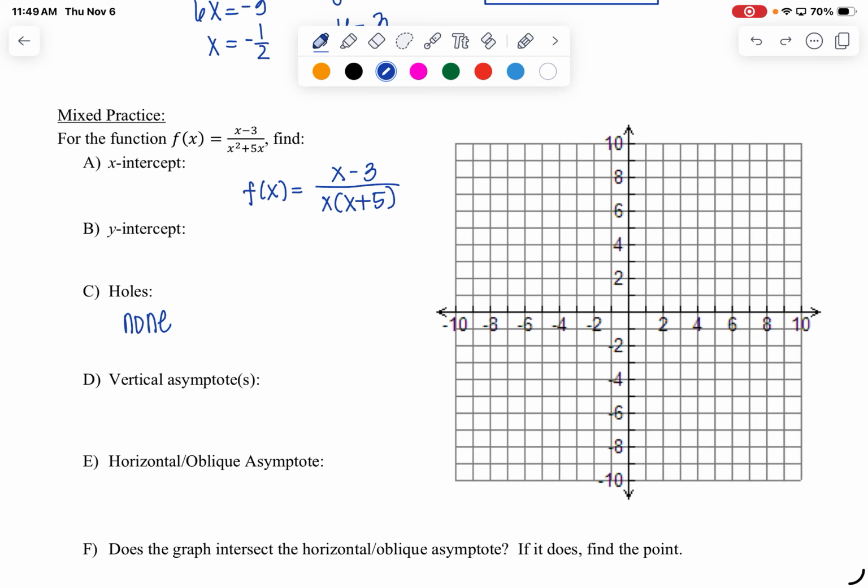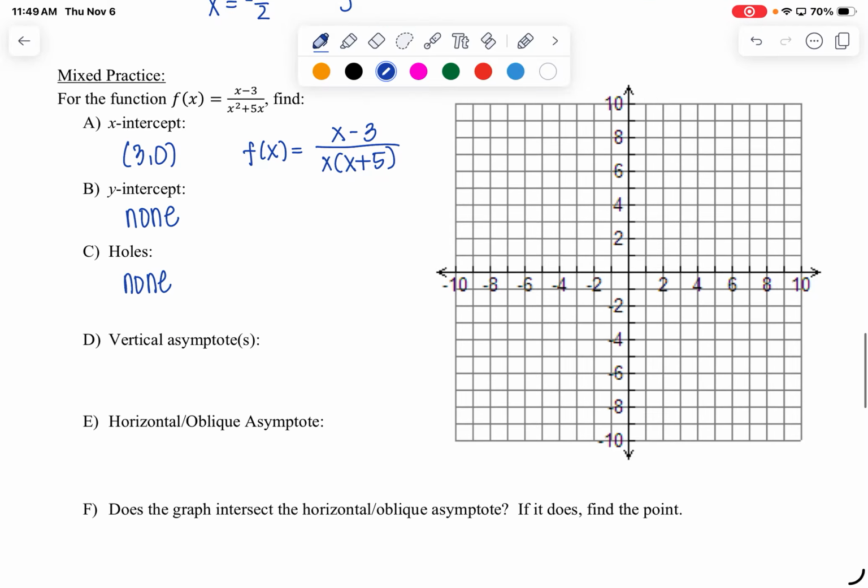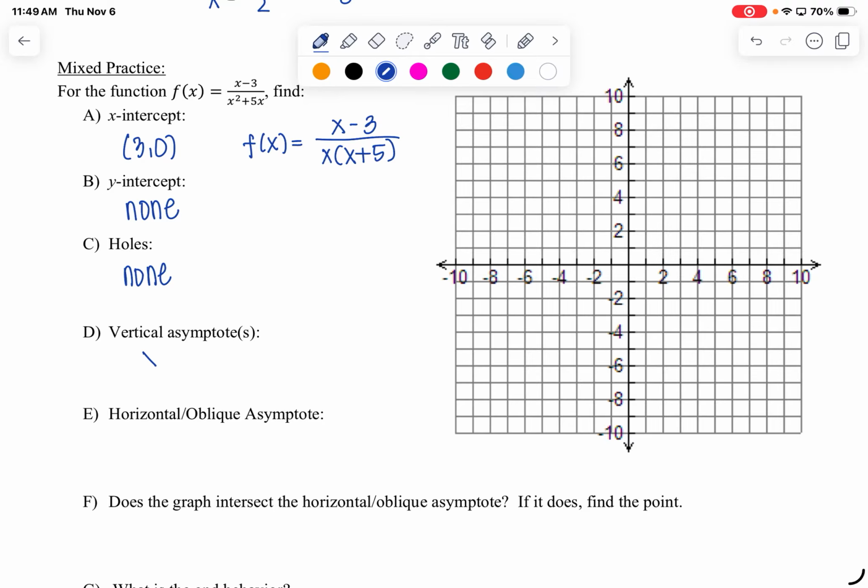Now any order from here. So I'm going to start back up the top. X-intercept, set the numerator equal to 0 and solve. Y-intercept, plug in 0 for x and see what you get for y. I get negative 3 over 0, which is undefined, so there's no y-intercept. Vertical asymptote, set the denominator equal to 0 and solve. I get 2 x values, x equals 0 and x equals negative 5.